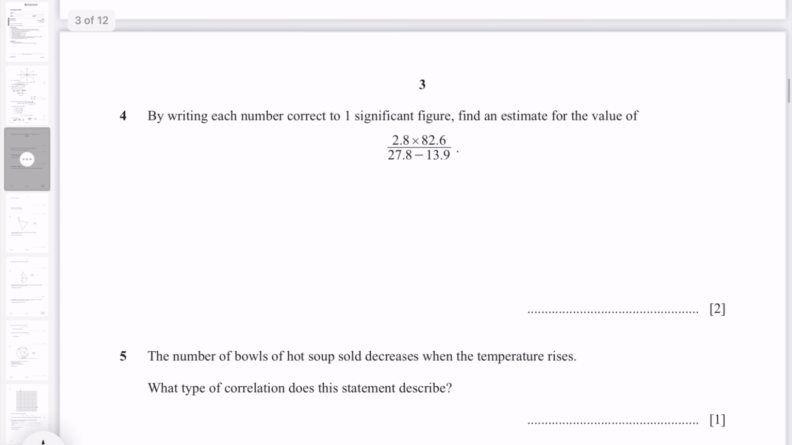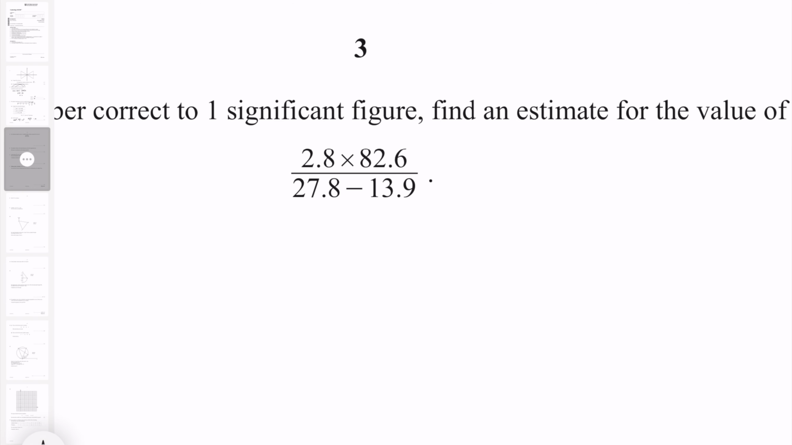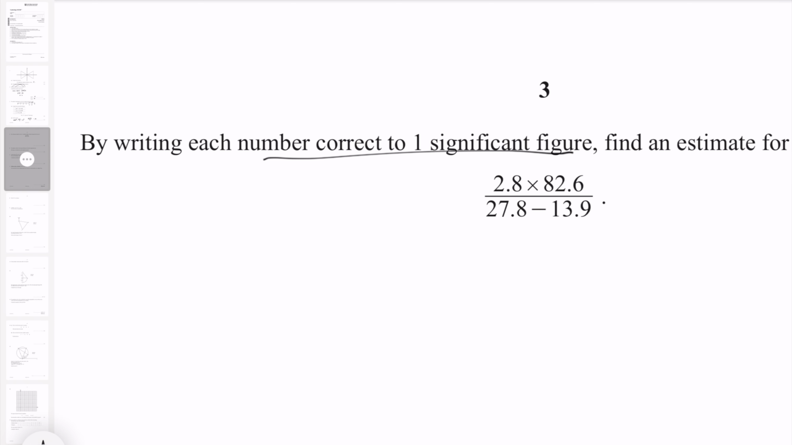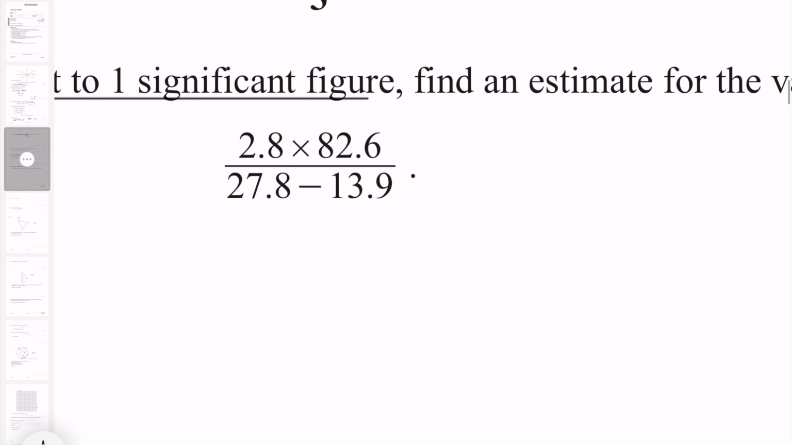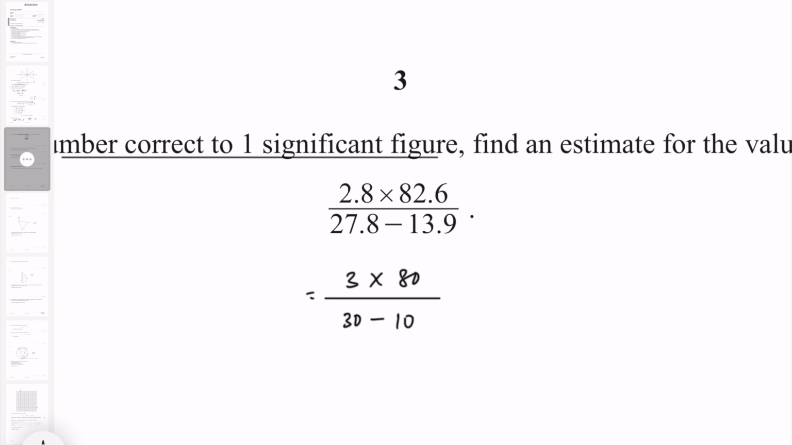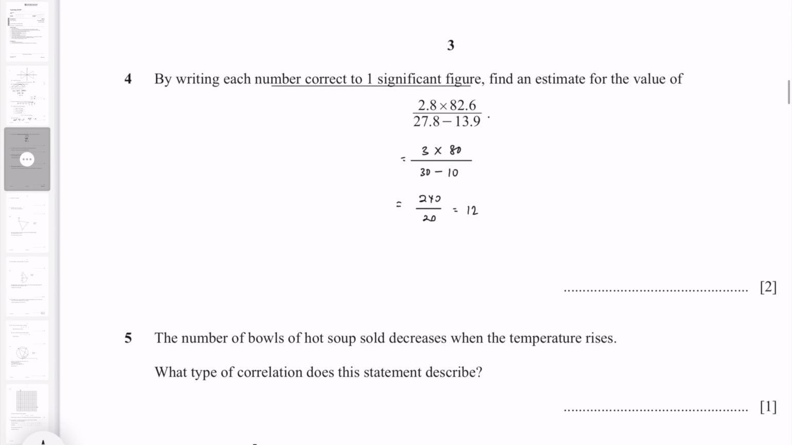All right, let's keep going. By writing each number correct to one significant figure, find an estimate for this. Okay, so I want to round off first. That's the first part of the instruction. One significant figure. So that's 3 times 80, and that's 30 minus 10. Okay, so let's see where this goes. It's 240 on the top and 20 on the bottom, so that's 12. Okay, so that's the estimate.